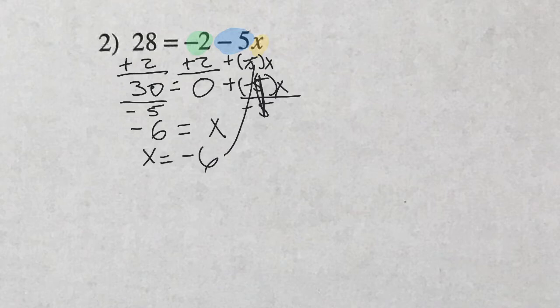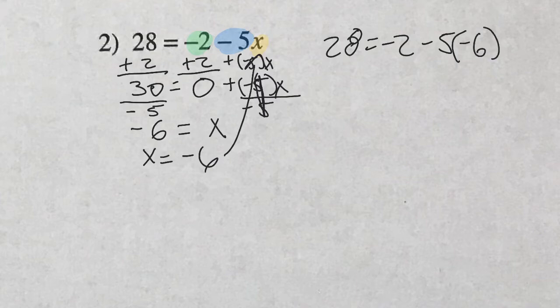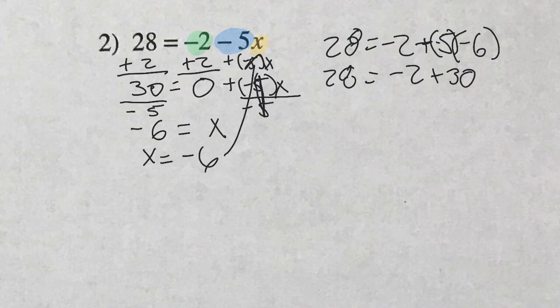Okay, let's plug it back in. Let's see if it works. 28 equals negative 2 minus 5 times negative 6. Or plus negative 5 times negative 6. All right, let's start with using PEMDAS. We're going to start with multiplication. So negative 5 times negative 6 is positive 30. All right, so now I've got negative 2 plus 30 equals 28. Well, when I add negative 2 to 30, it's going to go 2 in the negative direction. So I end up with 28. And 28 is equal to 28, so I know it's correct.